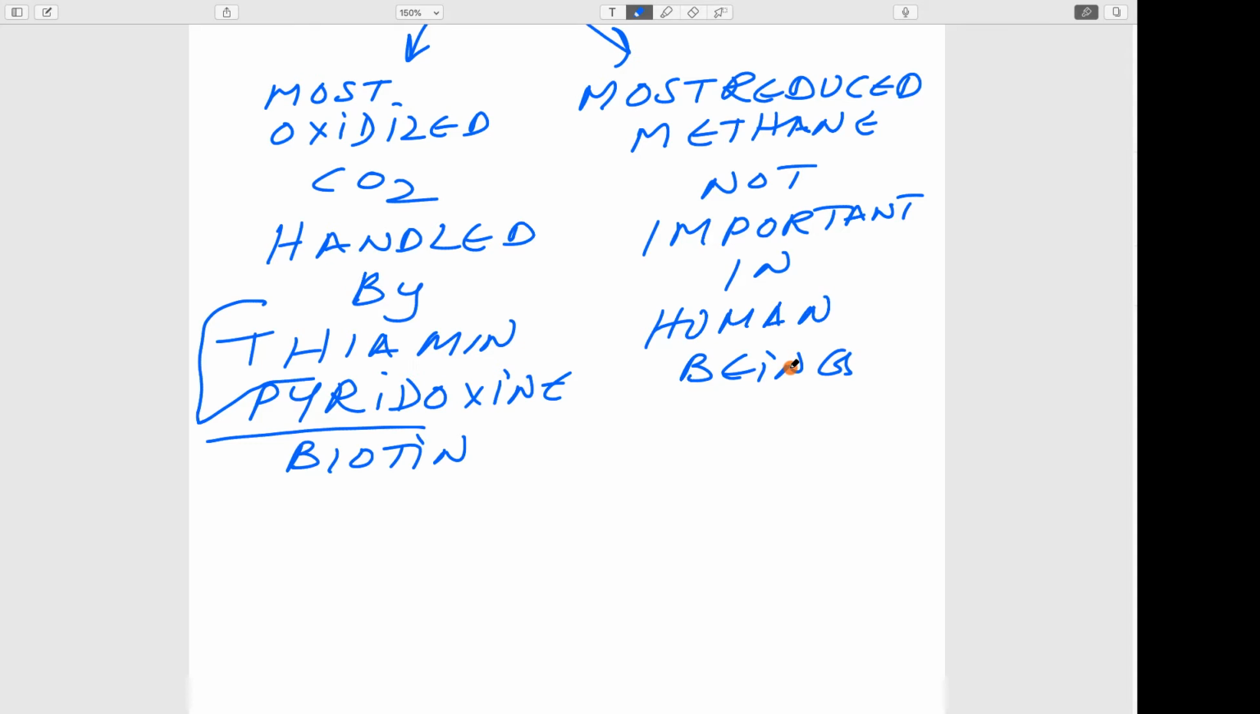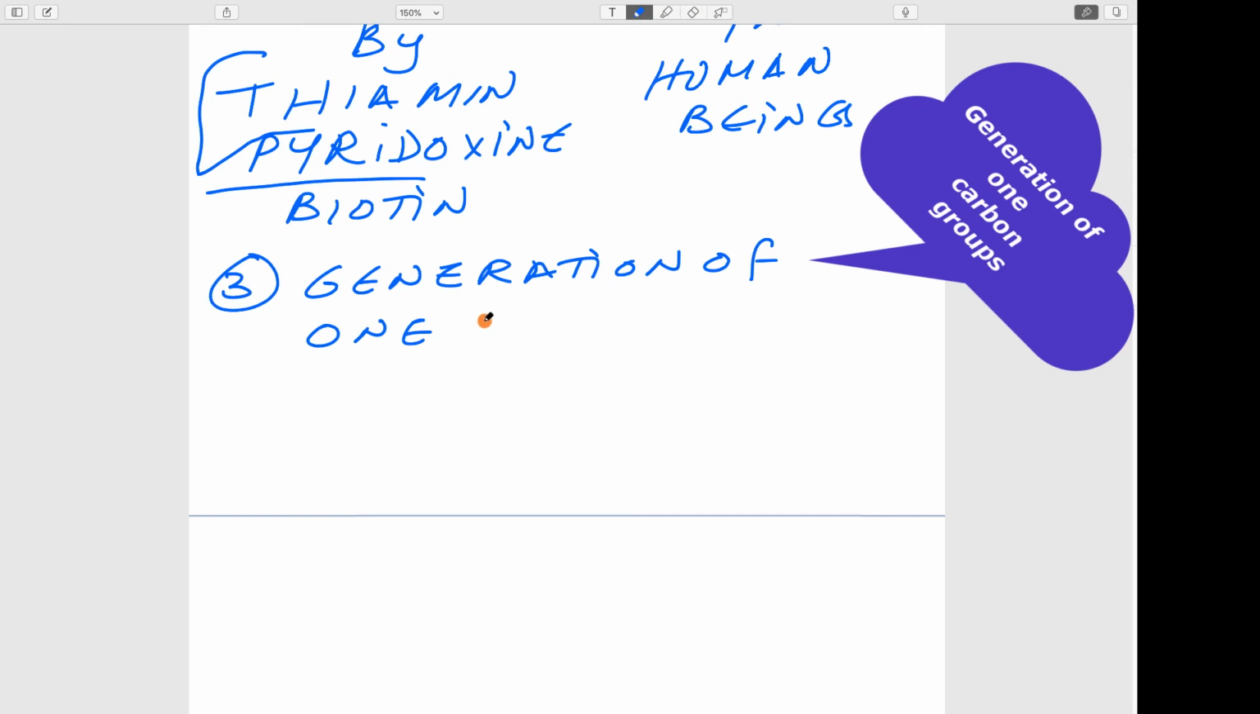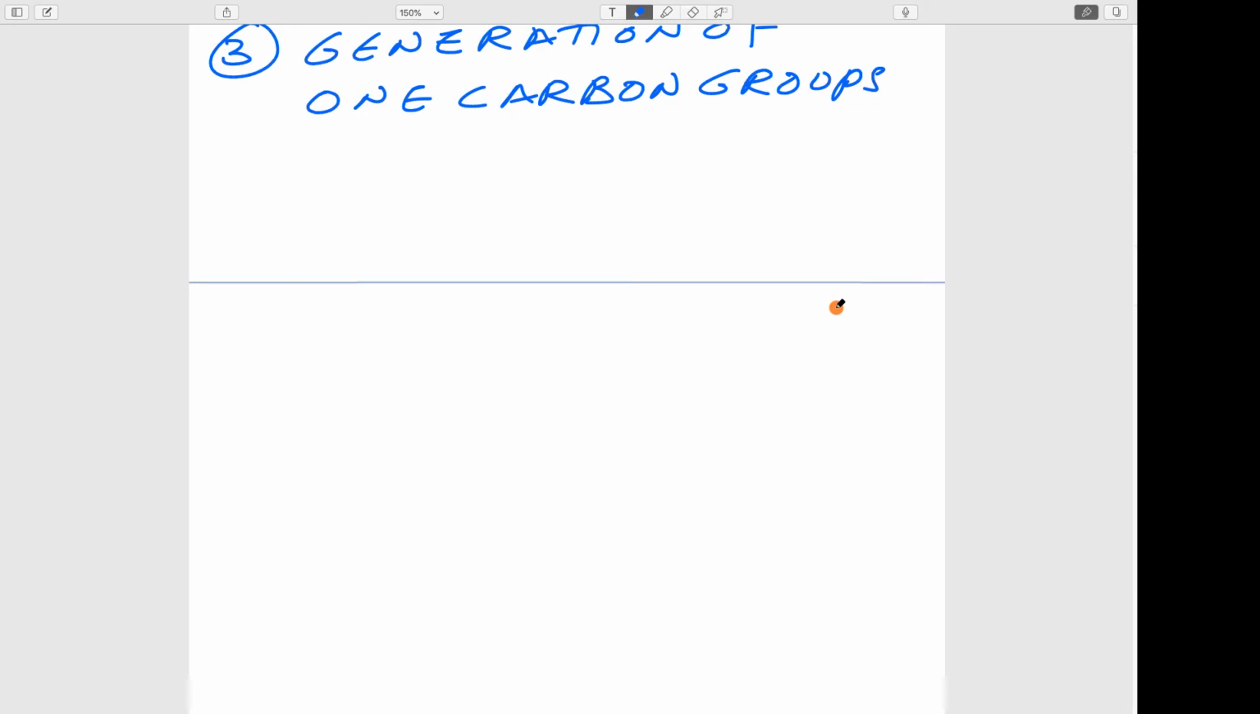Then next we'll take up the third objective. What is the third objective? The generation of one carbon groups. The third objective is how these one carbon groups are generated. So let us study about this aspect. We'll study the generation of one carbon groups one by one.